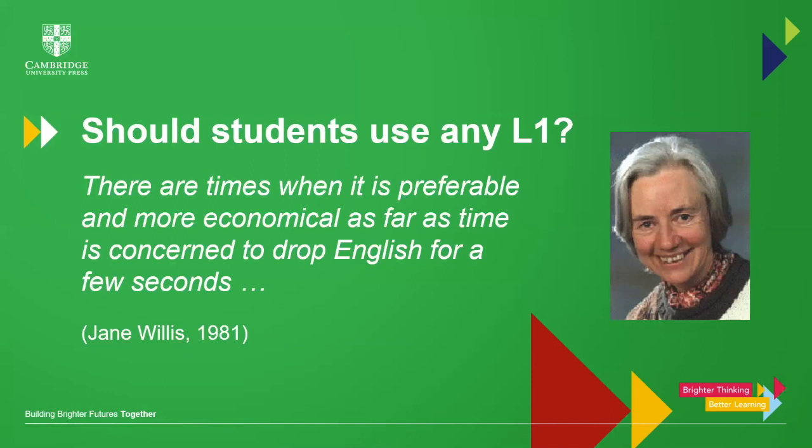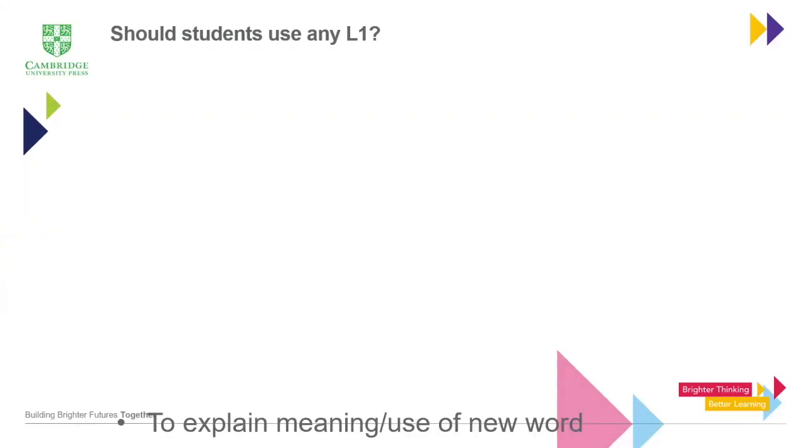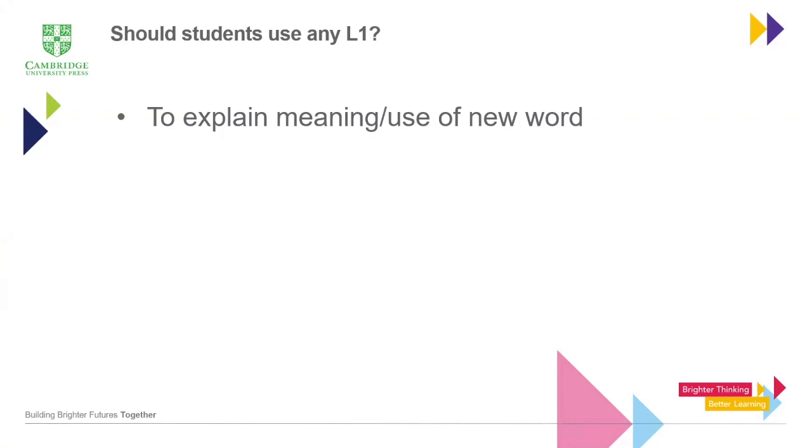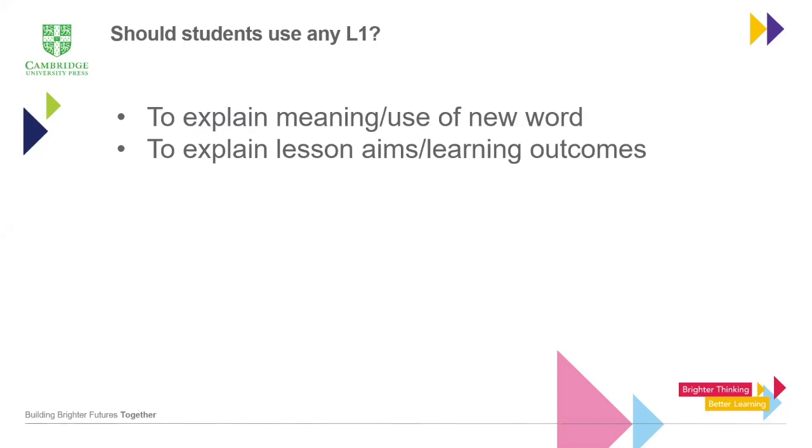And she gives these examples, and some of them reinforce what we've just seen from David Atkinson. But she says that possibly you want to explain the meaning or the use of a new word. Now, I know all the arguments about yes, yes, yes, but you can always show a picture, you can always do this, you can always do that. But for more abstract words, for words which are more complex, then possibly a quick translation can save you, the teacher, an enormous amount of time. She also says that maybe explaining aims and learning outcomes, do it in L1, you can save a lot of time, which could be better spent on actually teaching the students.